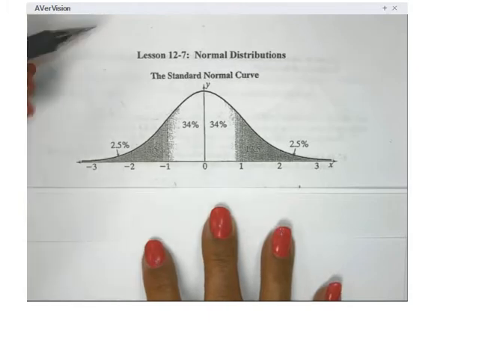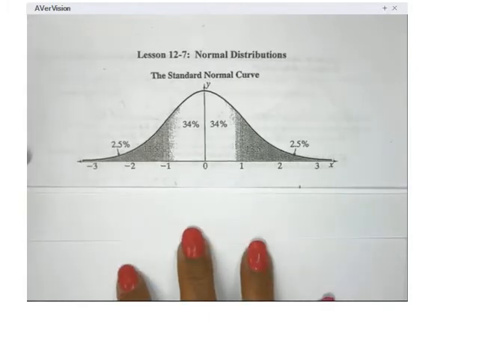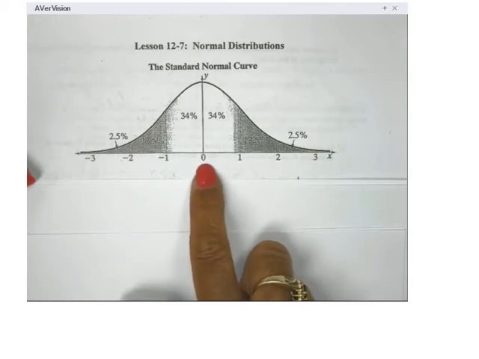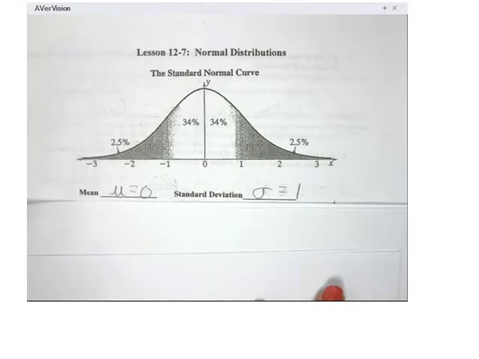So we'll start out, let's look at a picture of what the standard normal distribution looks like. The standard normal distribution is a bell-shaped curve. It's a bell-shaped curve that is centered at 0. It has a mean of 0, and it has a standard deviation of 1.